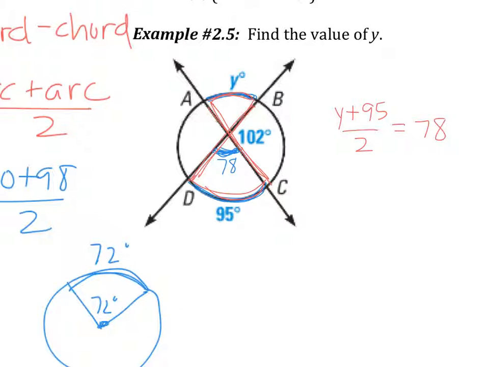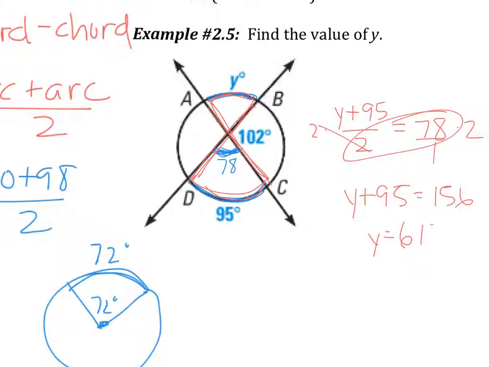Ideas. What do you want to do? You multiply both sides by 2. Think about it this way: you could do the idea of cross multiplying, and that's why we're multiplying by 2. The reason we're multiplying by 2 is it cancels the 2 in the denominator, leaving y plus 95 equal to 78 times 2. Hopefully you get 156. Subtract the 95. What do you get? I heard 61. Y is equal to 61 degrees.